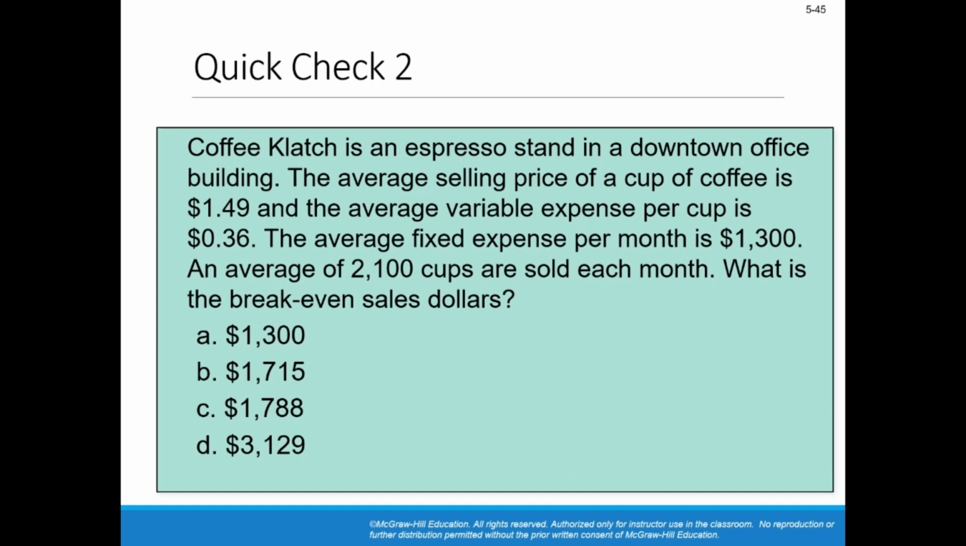Now, Coffee Clutch is an espresso stand, so the same given. The selling price for a cup of coffee is $1.49. The variable cost per cup of coffee is 36 cents, or $0.36. The average fixed expense per month is $1,300. An average of 2,100 cups are sold each month. What is the break-even sales dollars?